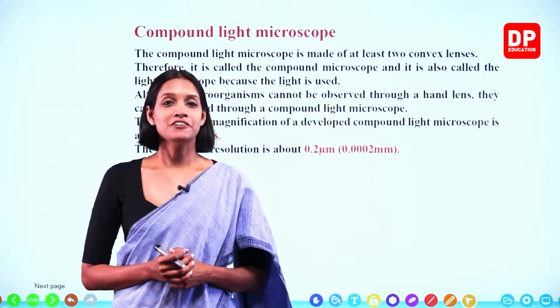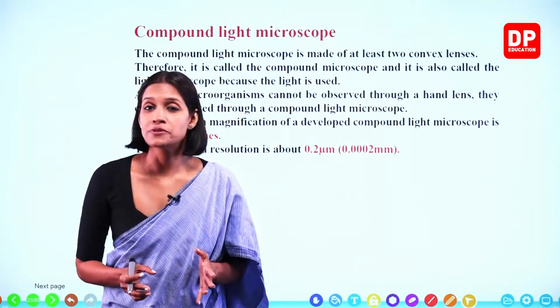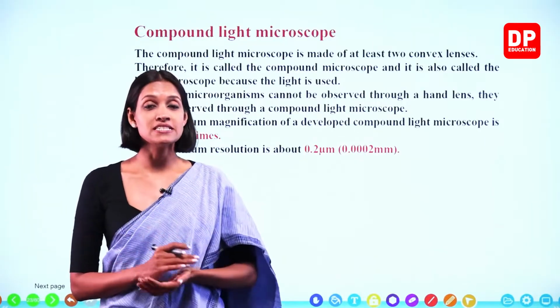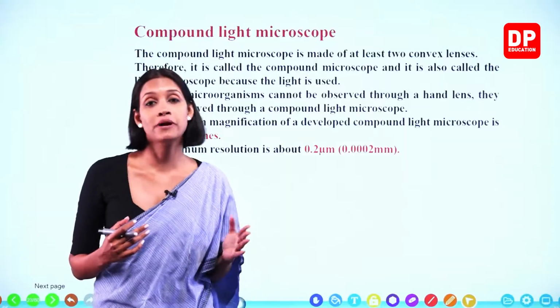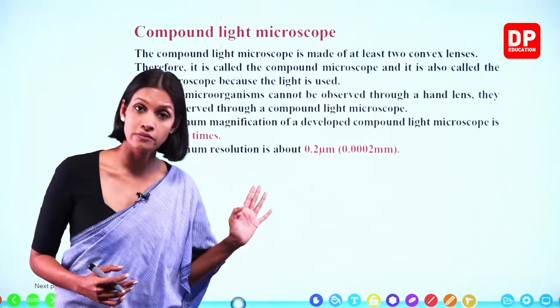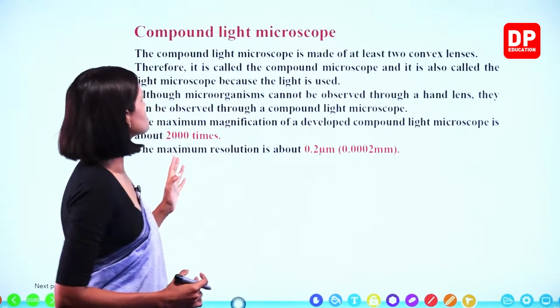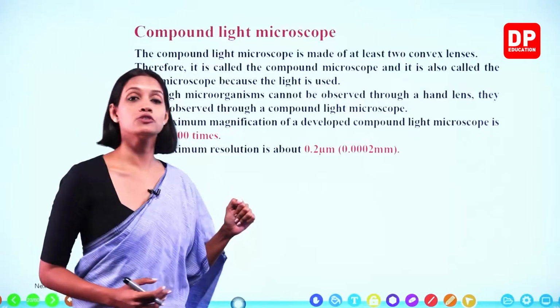Right, children. Now we are going to start the second chapter of this lesson. In the first chapter, we learned about convex lenses and the hand lens or simple microscope. Now we are going to learn about the compound microscope, the compound light microscope. So what is the meaning of a compound light microscope, children?